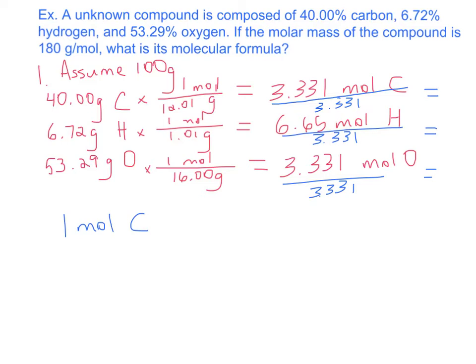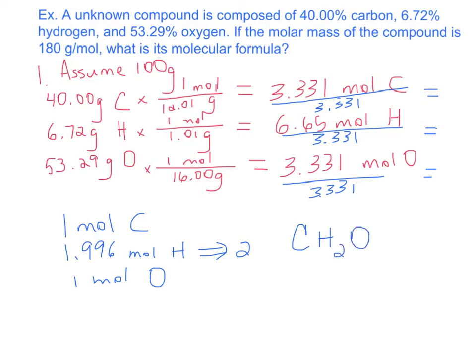6.65 divided by 3.331 is 1.996 moles of hydrogen. And then for oxygen, 3.331 divided by 3.331 would be 1 mole of oxygen. So to write these as whole numbers, 1.996 is going to really be 2. Right, 1.996 is so close to 2 that we can round it to 2. So to get the mole ratios, we'll write these as subscripts. So we have 1 C, so we have the invisible 1 subscript, 2 H's, and 1 O.